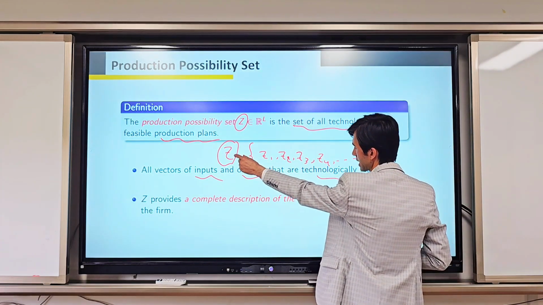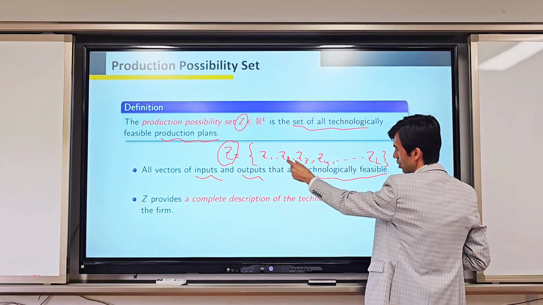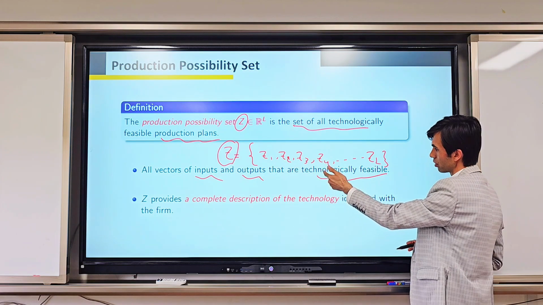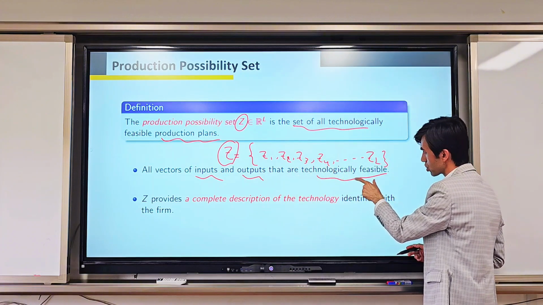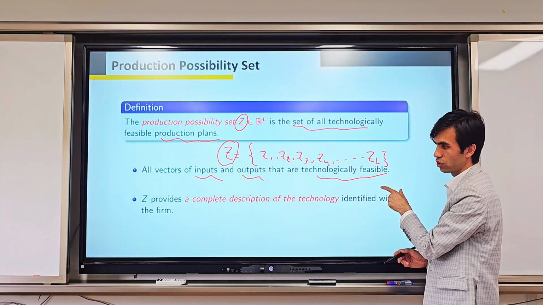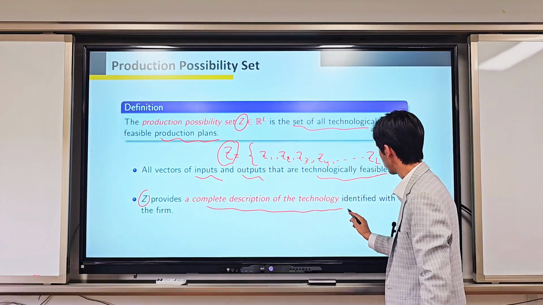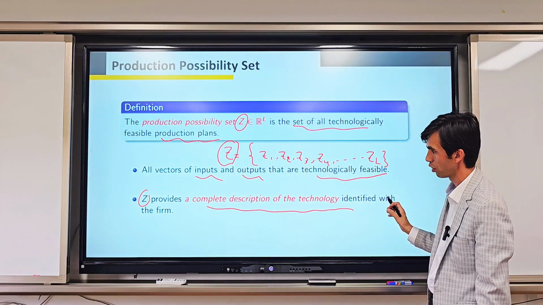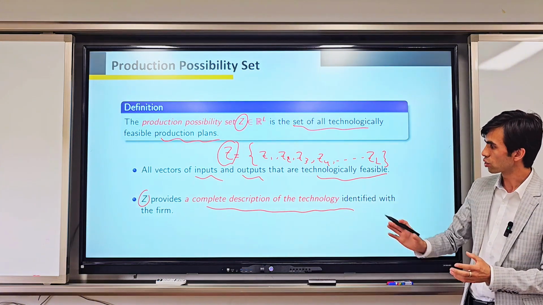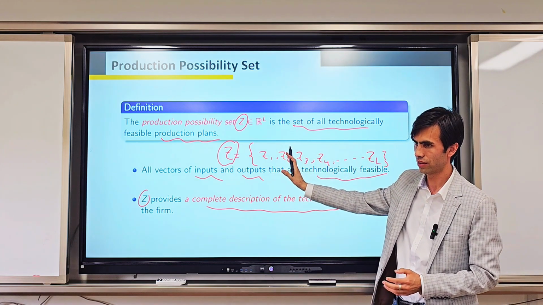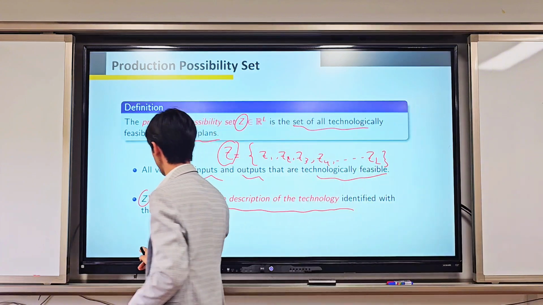Again, when we are writing Z as Z1 up to ZL, before we talked earlier that Z1, Z2, Z3, for example, up to ZH is net input, after that is net output. So it takes all the inputs and outputs that are technologically feasible for the company to use. And this Z provides a complete description of the technology identified with the firm. So based on the technology that the company has, they can choose anything from this production plan to produce their output to the market.